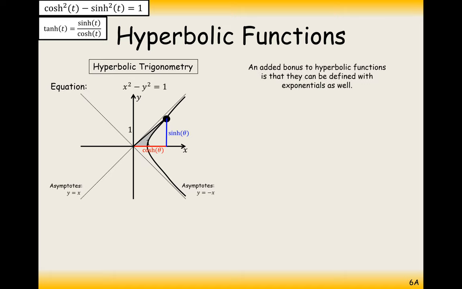Okay, so an added bonus of hyperbolic functions is that they can also be defined using e to the power of x as well. It's also the case that cosh t is equal to e to the power of t plus e to the minus t over 2. And sinh t is equal to e to the power of t minus e to the minus t all over 2.